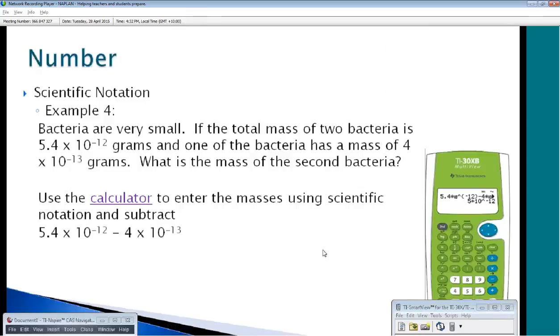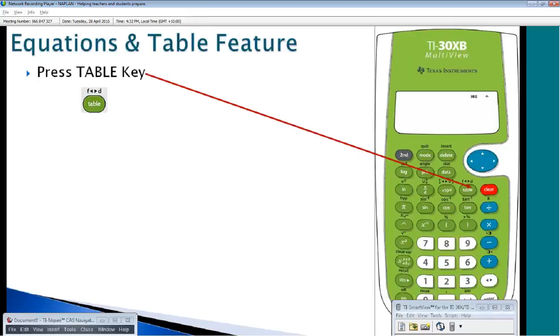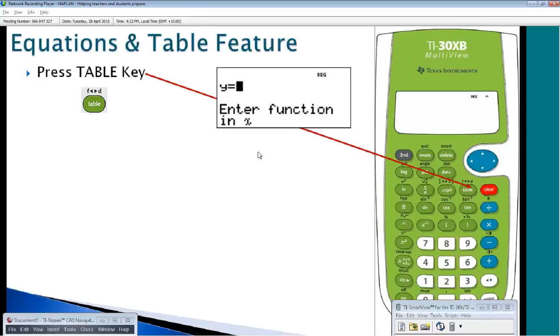The very last thing that I want to have a look at is the equations and table feature. I've only recently discovered or looked into using this, and Brian's going to do a little bit more with this one as well. I won't go through the exact question. I'll just show you very quickly from a PowerPoint point of view. So if you press the table key, what you get is the ability to enter a function in. And so we have to remember to enter the function in terms of x, and the x key, the variable key, is down here beside the number 4 key. So we can enter in a function.